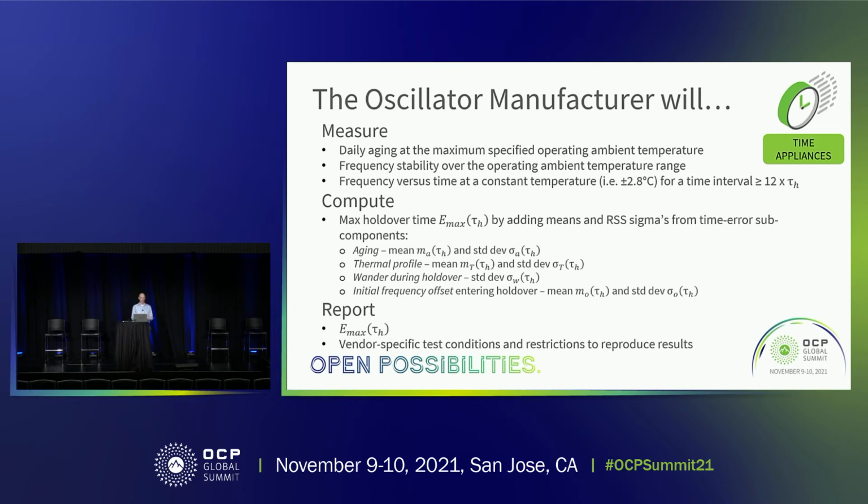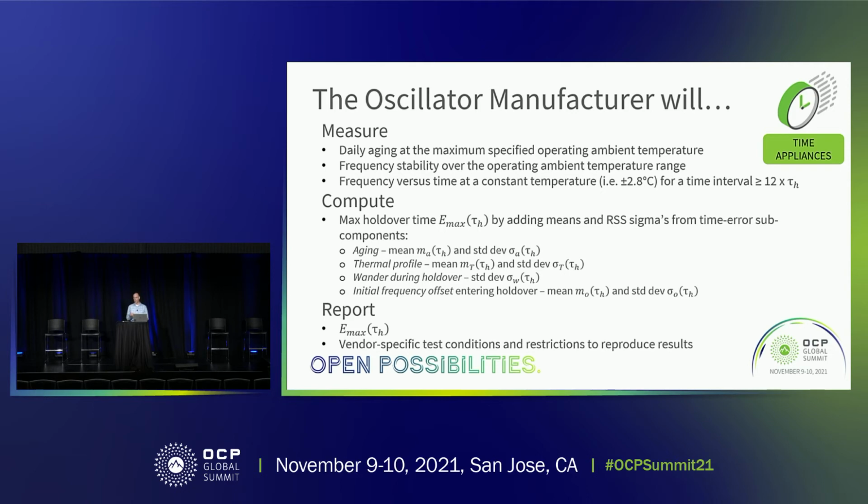So there's 3 noise processes, really. There's aging, there's thermal wander, and there's wander. And there's really 2 components of wander. There's the wander during holdover, and there's the wander affecting the initial frequency offset when you enter holdover. So with those 3 components, if we're making the assumption that they have a Gaussian distribution, from those Gaussian distributions, we can pick off the mean value and the standard deviation.